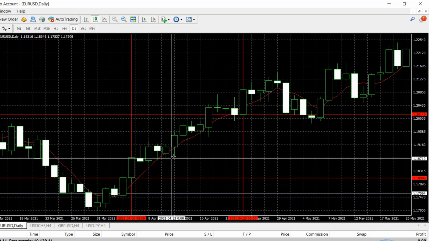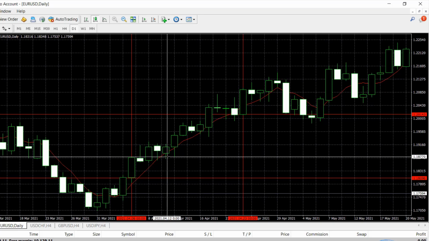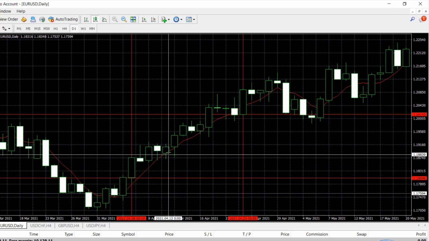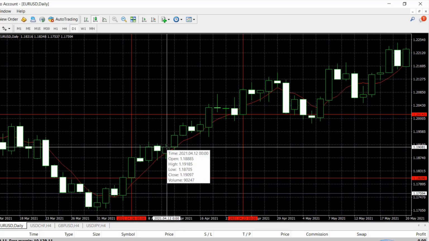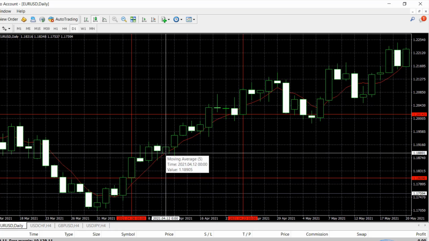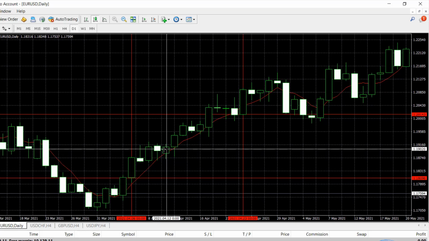Now I will ask you something. Did this bar open below or above the moving average? It's super hard to say, right? Because if I put the mouse on it, we can see the four values. We see the open, the high, the low, and the close prices. So the open price is at 118.88, right over here, but the moving average has the value of 118.90. Okay, a little bit higher, but pay attention to this.